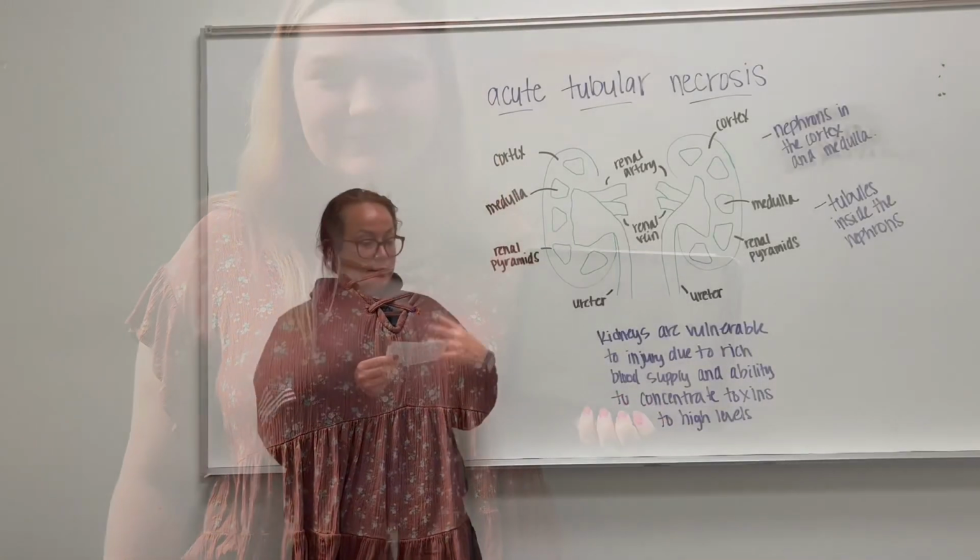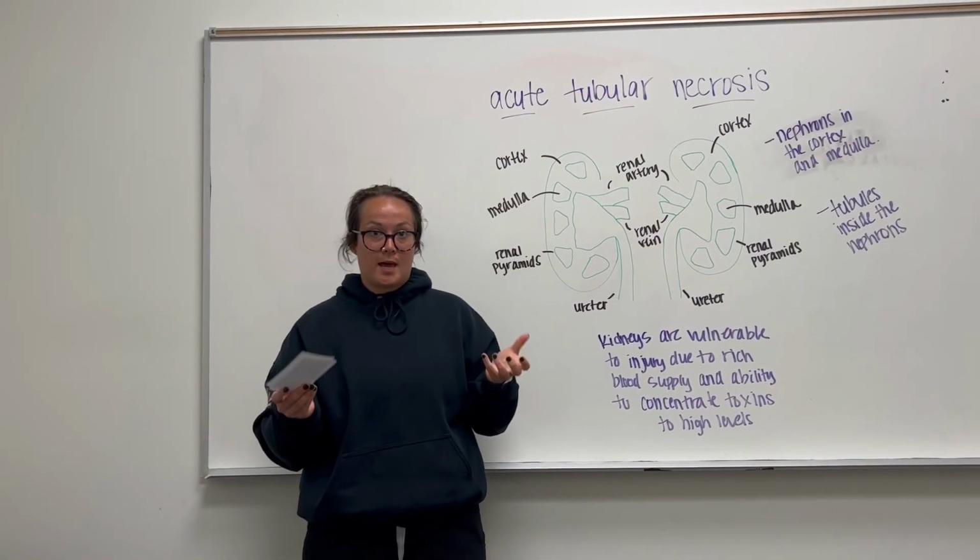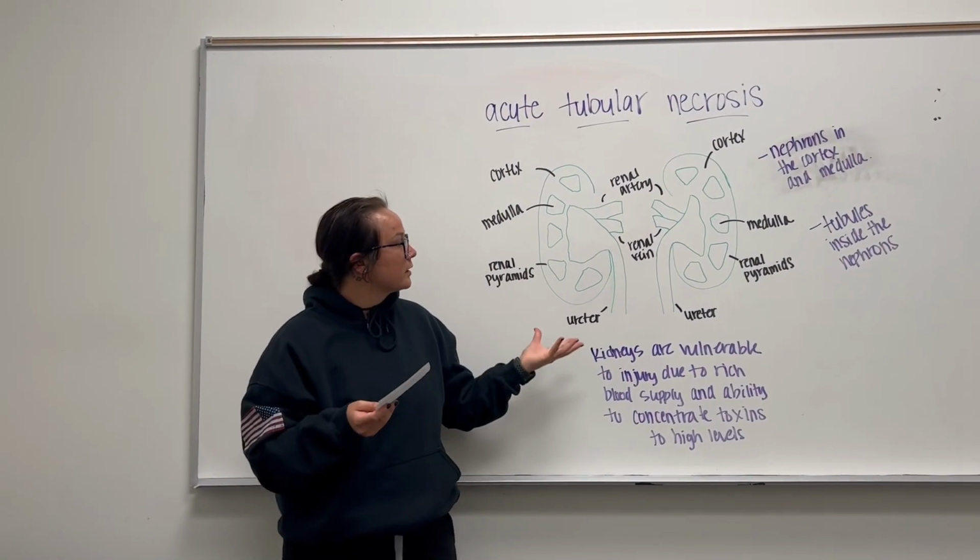Another symptom of acute tubular necrosis is abdomen or flank pain. It is very common for people to feel pain in their costovertebral angle on their back and kind of wraps around to their stomach.